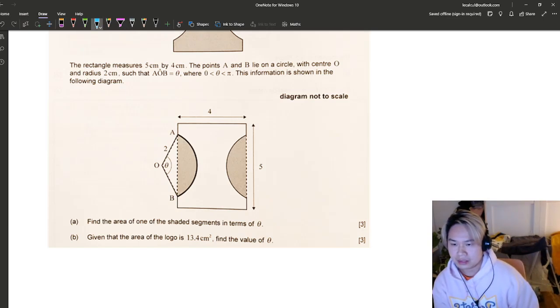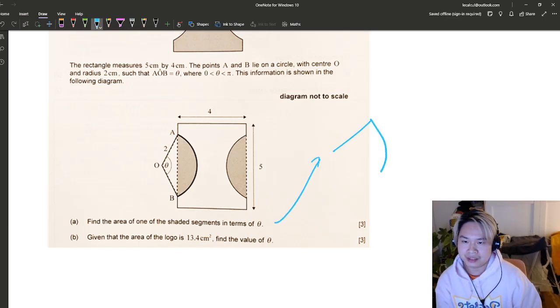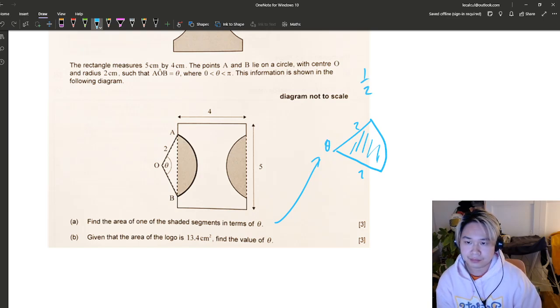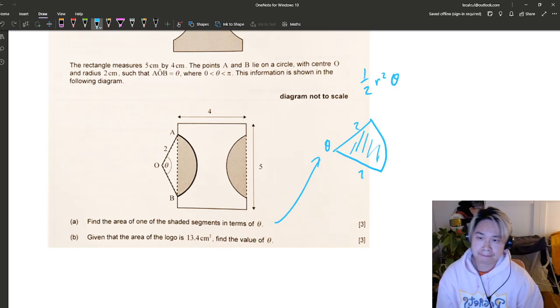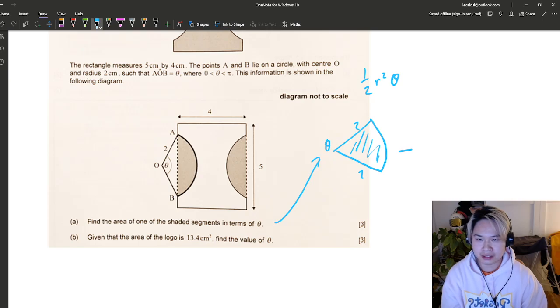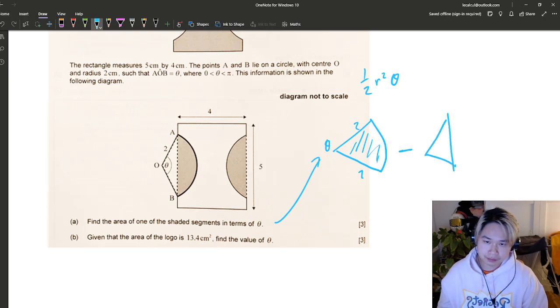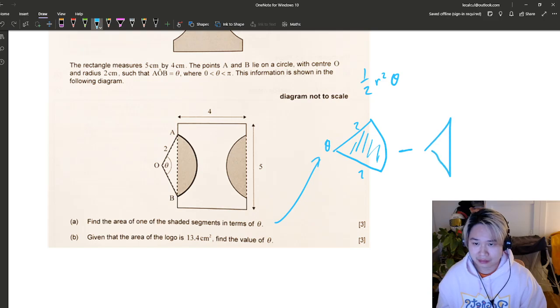Okay. So that shaded segment is going to be the area of the sector, which is 1/2 r squared times theta. And then we are going to subtract the area of the triangle. So this is a fairly standard question. You'll see it a lot in practice exams, exercises from textbooks or whatever. Okay, and then this is 1/2 AB sine theta.